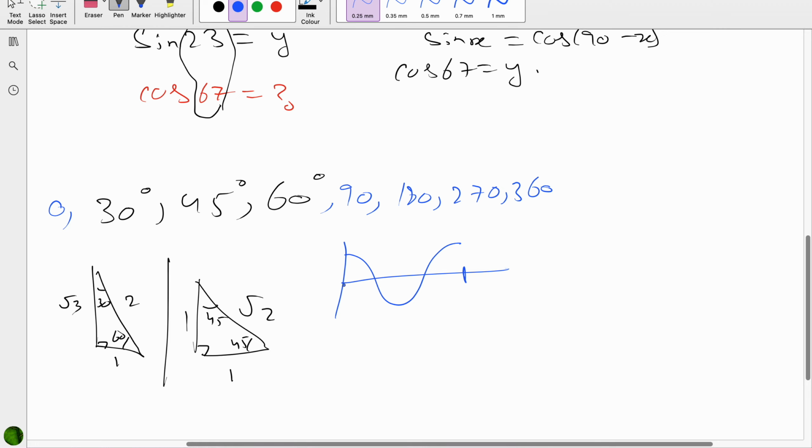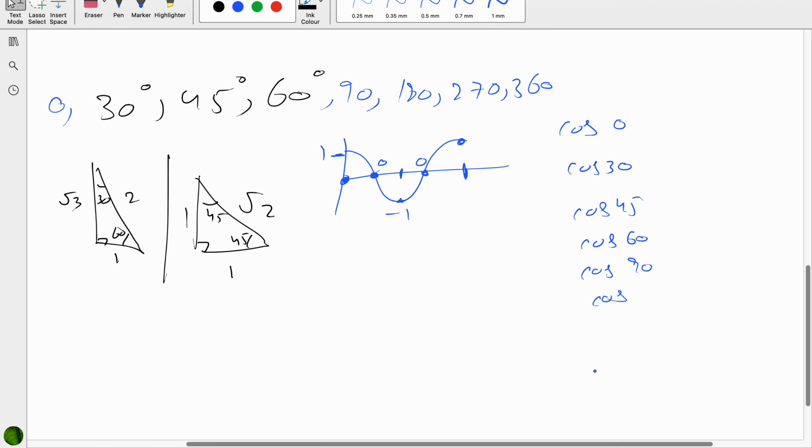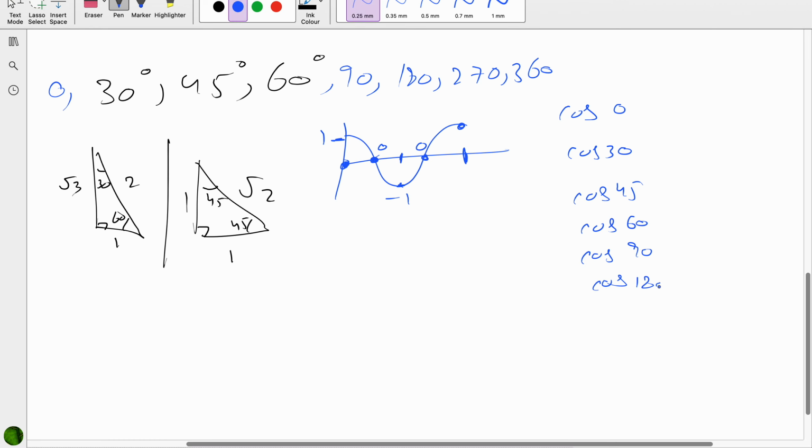If this is a cos curve, I know the exact value at 0, that is 1. At 90, that is 0. At 180, that is minus 1. At 270, it is 0. At 360, it is 1. So for cos of 0, cos of 30, cos of 45, cos of 60, cos of 90, and so on till 180, 270, 360, we can directly give the exact values without using a calculator.